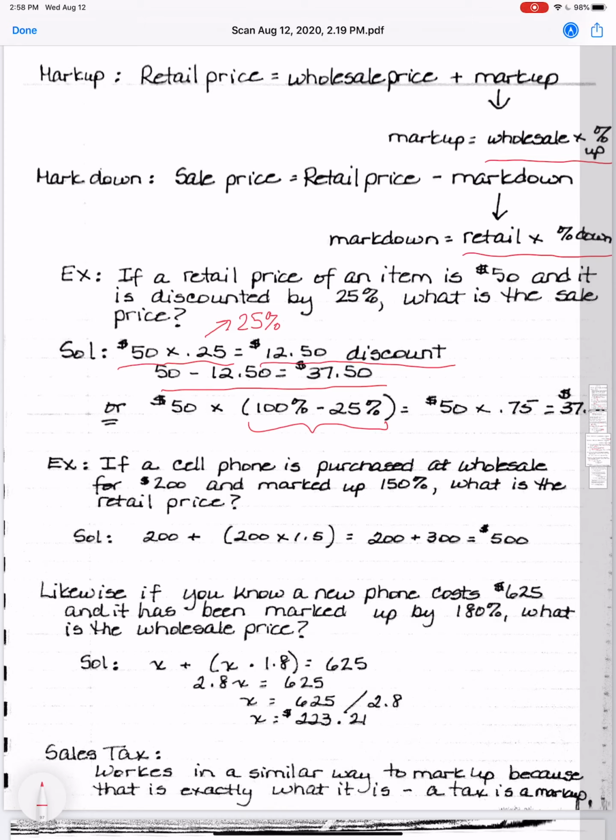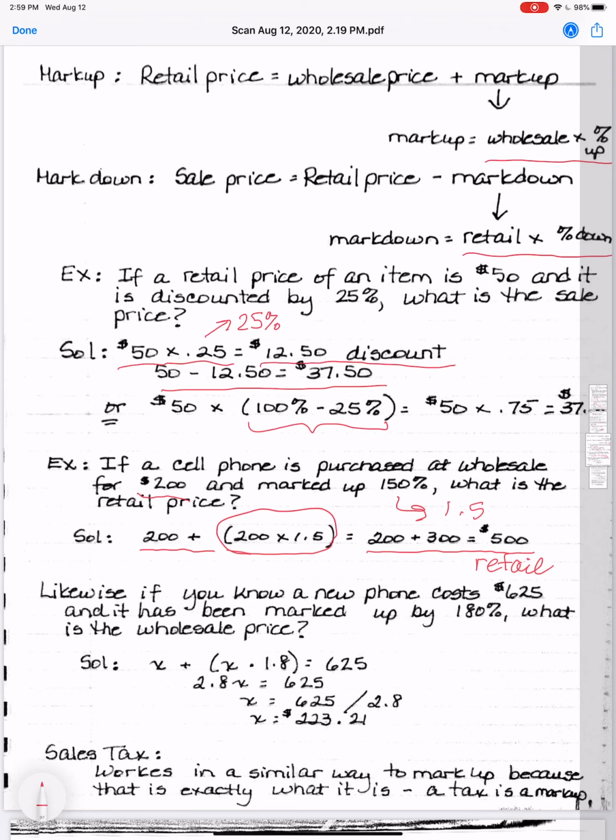If a cell phone is purchased at wholesale for $200 and it is marked up by 150%, what is the retail price? Well, we will take $200 plus our markup, which is 200 times 1.5. Remember, 150% is going to be 1.5. So that is 200 plus 300, or $500, is the retail price. So we'll say retail right here.